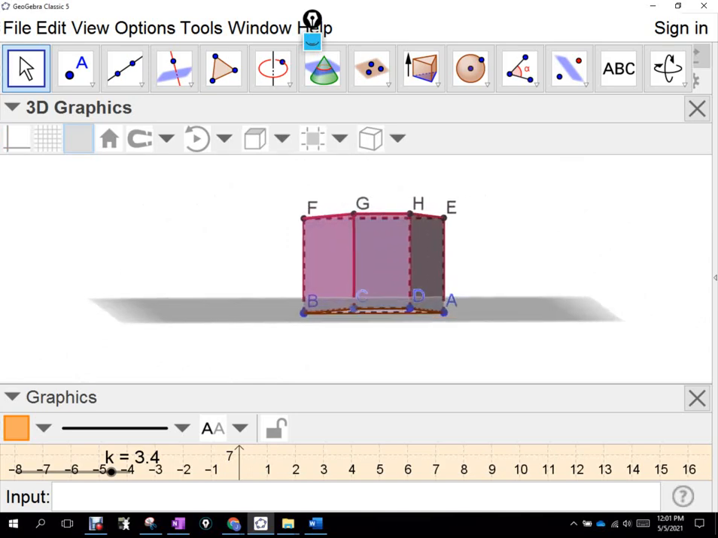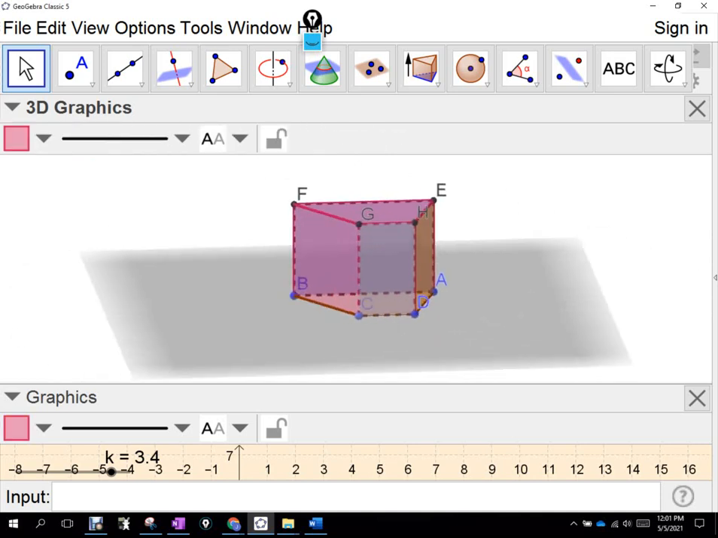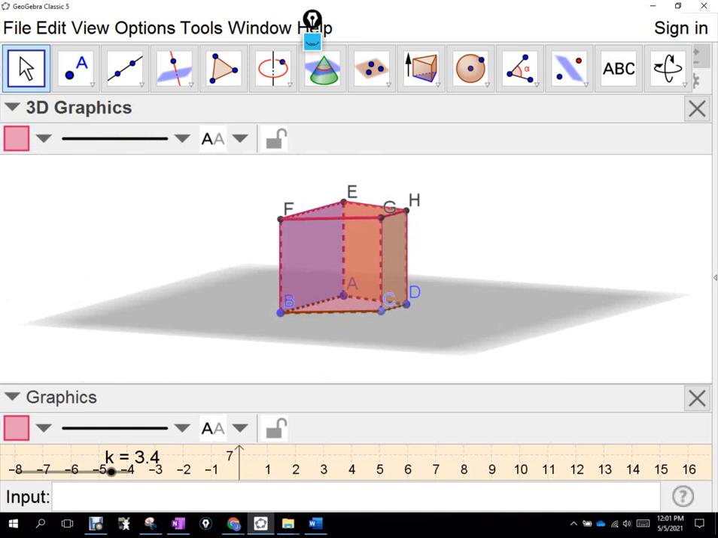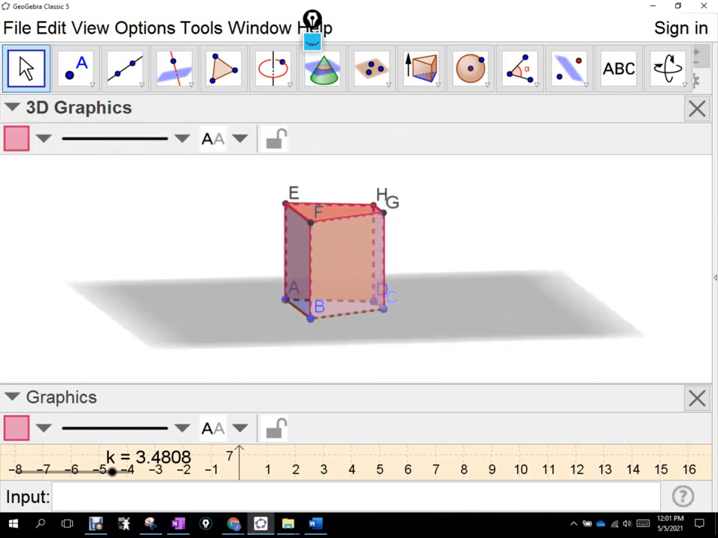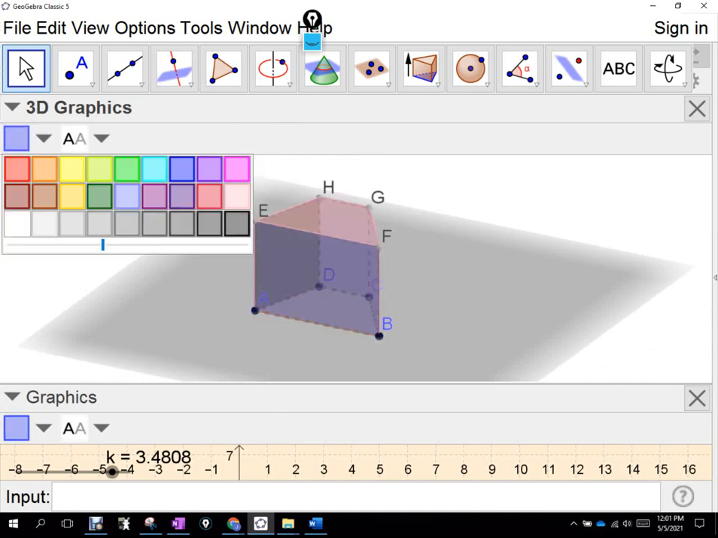Okay, is this one, this surface GHDC, going to be a rectangle? And then this one here, FGCB, that is also a rectangle, right? So all of these, I'm going to see if I can just color this all the same color real quick.